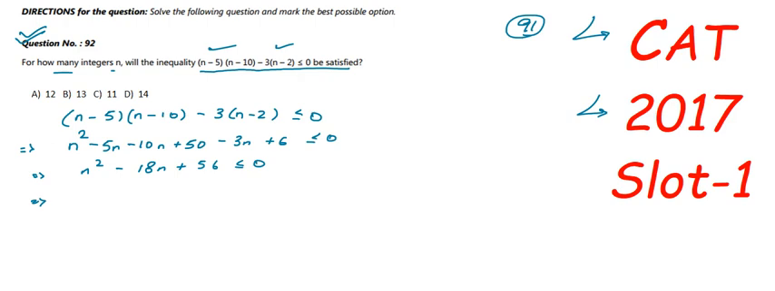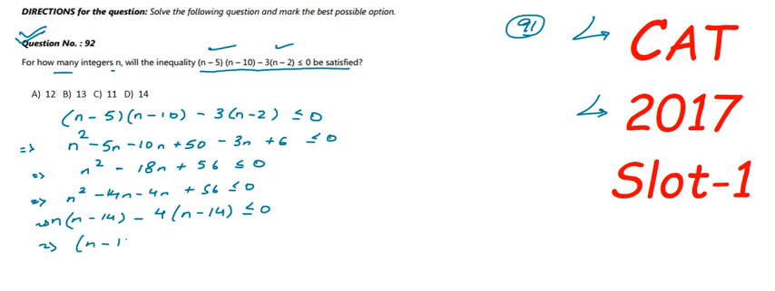Using our normal factorization, this will be n square minus 14n minus 4n plus 56 less than or equal to 0. Taking n minus 14 common, we are left with n, and taking minus 4 common, we are left with n minus 14. So again taking n minus 14 common, we are left with (n minus 14)(n minus 4) less than or equal to 0. Basically this is the simplest form of our equation.